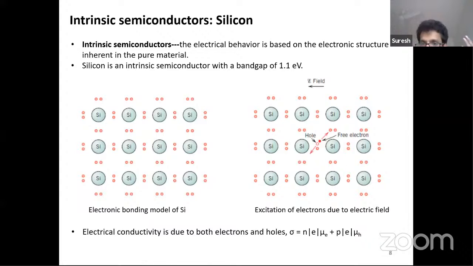So the conductivity is coming from both electrons and hole charge carriers in the case of intrinsic semiconductors. Intrinsic, I mean, we are not doping with any other elements. Intrinsically, they are semiconducting in nature.